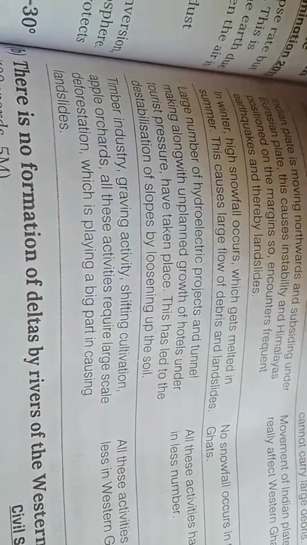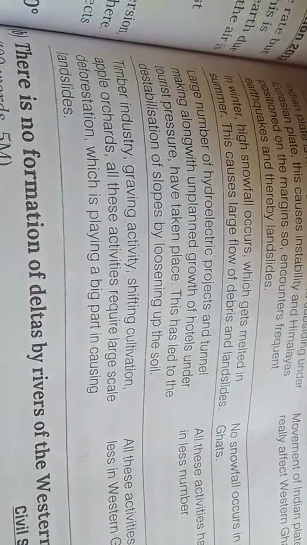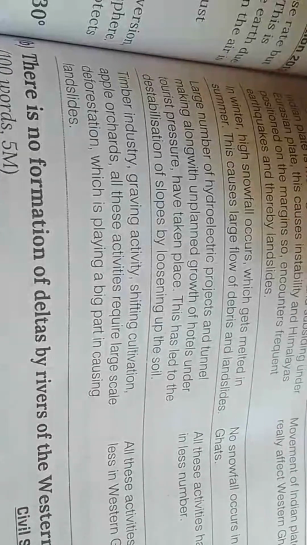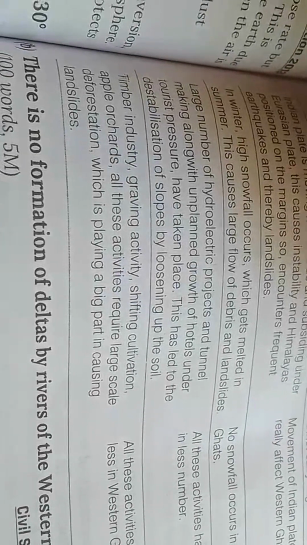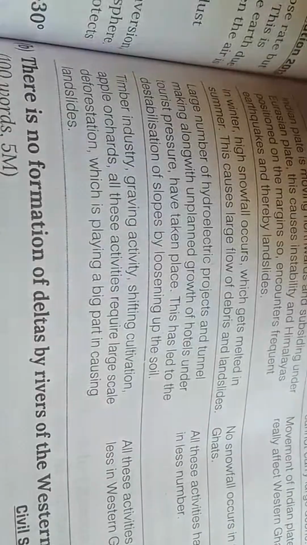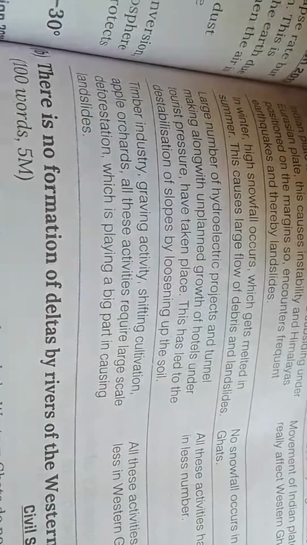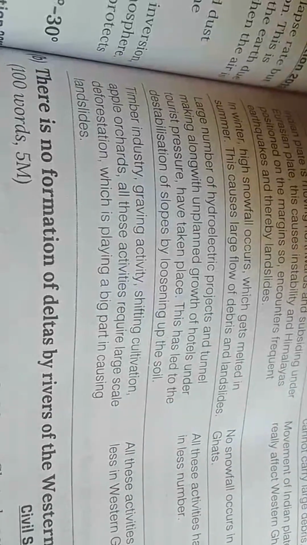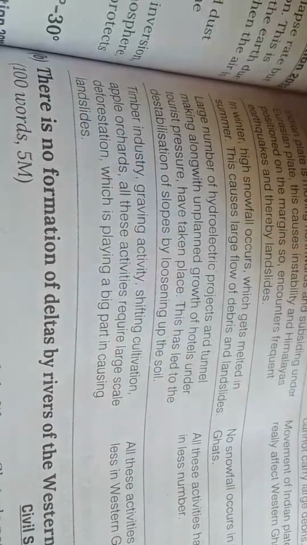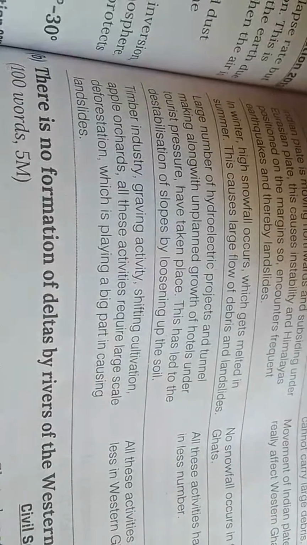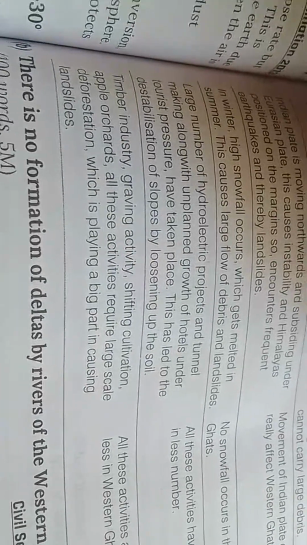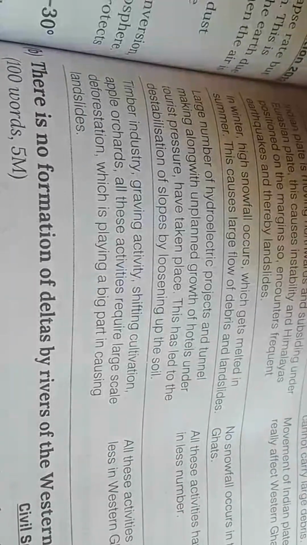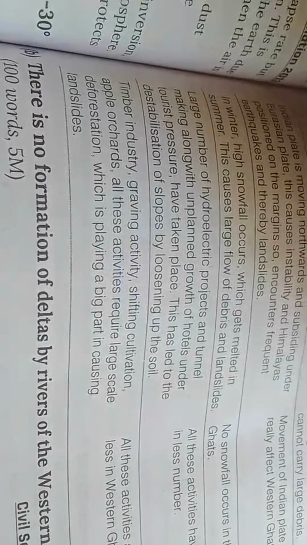A large number of hydroelectric projects and tunnel making, along with the unplanned growth of hotels under tourist pressures, have taken place. This has led to the destabilization of slopes by loosening of the soil. All these activities have taken place in lesser number in the Western Ghats.